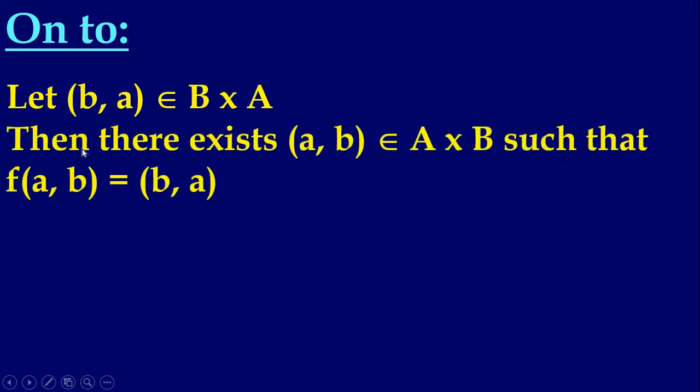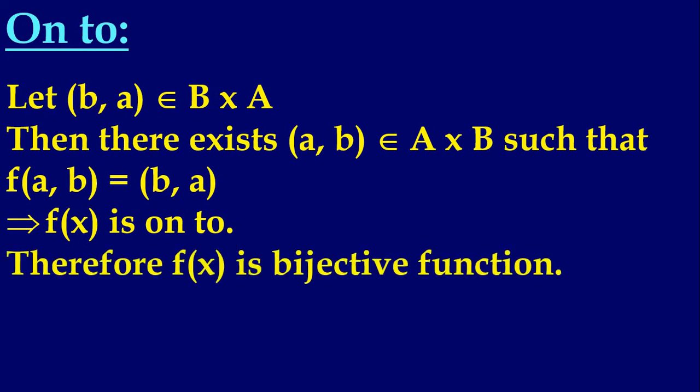Next we prove this function is onto function. So let (b, a) belongs to B cross A. We take one ordered pair (b, a) belongs to B cross A. Then there exists (a, b) belongs to A cross B such that f of (a, b) equal to (b, a). For every ordered pair (b, a), there exists one ordered pair (a, b) in A cross B such that f of (a, b) equal to (b, a). So therefore this function is onto function. Now since this function is both 1, 1 and onto function, this function is bijective function.